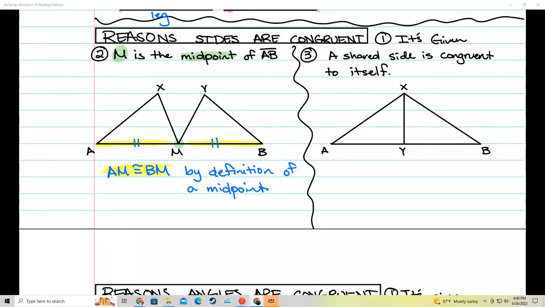So there's an example of you showing like, oh, they didn't tell me, but I was able to figure out that those two sides are congruent. It was not given to me. All right, so that's the second way we know sides are congruent.